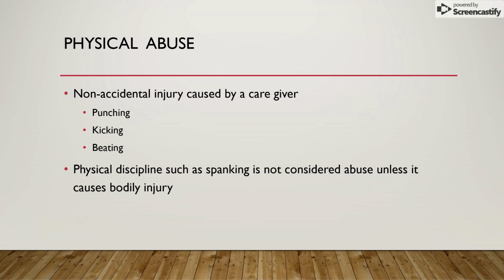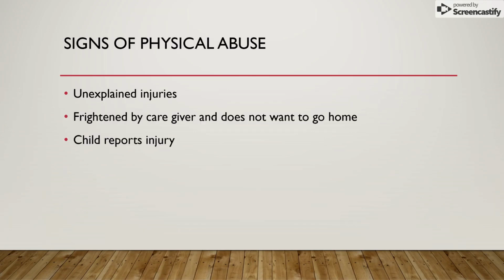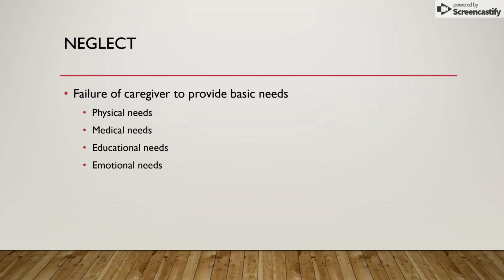Physical discipline, such as spanking, is not considered abuse as long as it is reasonable and causes no bodily injury to the child. Signs of physical abuse can include unexplained bruises, burns, bites, broken bones, black eyes, fading bruises, or other marks. Physical abuse may cause a child to appear frightened of parents, protest when it is time to go home, or shrink back when an adult approaches them. A child may also report an injury caused by a parent or other adult.